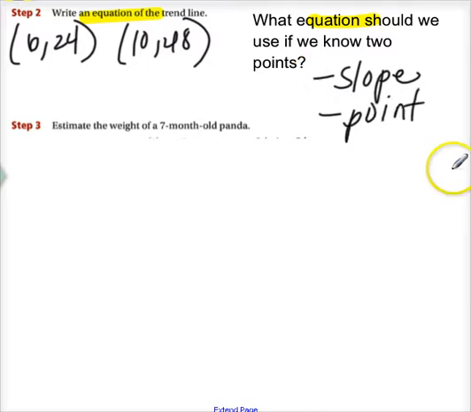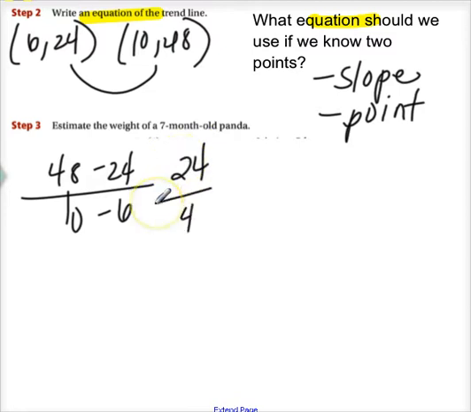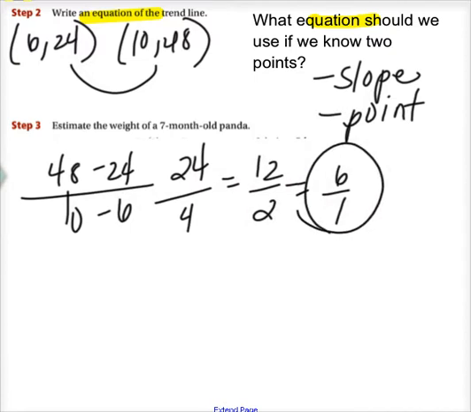So to write an equation, we need to know the slope and we need to know a point. Well, I'm probably going to use point-slope form. First, I need to find the slope of my line, and I can do that with 2 points. Take my change in y over change in x: 48 minus 24 over 10 minus 6. This is going to be 24 over 4, divide by 2, divide by 2 again, slope of 6.